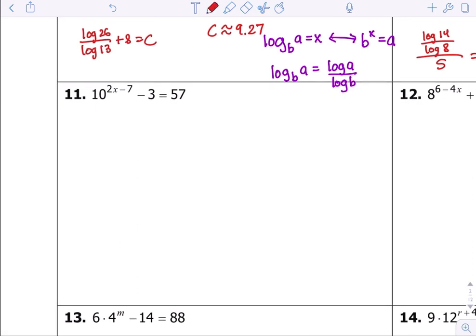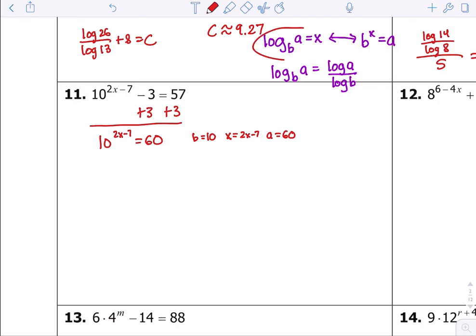Okay, 11. So for 11, you guys, isolate that exponential, so we add 3. So 10 to the 2x minus 7 is equal to 60. So this is exponential form, so now let's label our stuff. B is equal to 10. Our x value for the formula is going to be 2x minus 7, and then our a value is going to equal 60.